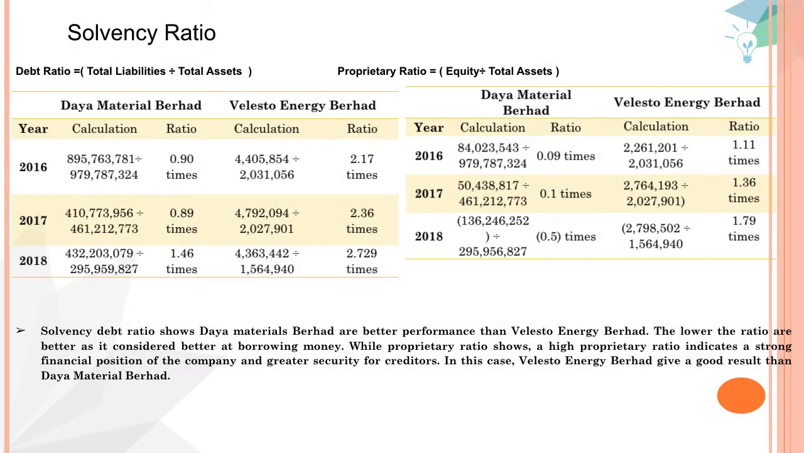Solvency ratio for debt ratio shows Daya Material Berhad with better performance than Velesto Energy Berhad. From the table, we can see that Daya Material Berhad gives a lower ratio, because the lower the ratio, the better, as it is considered better at borrowing money. Meanwhile, a high proprietary ratio indicates a strong financial position of the company and greater security for creditors. In this case, Velesto Energy Berhad gives a better result than Daya Material Berhad.